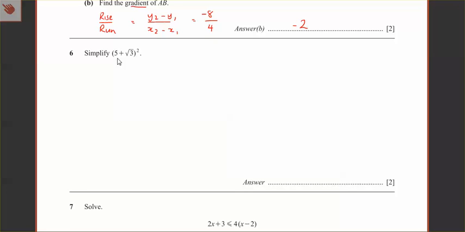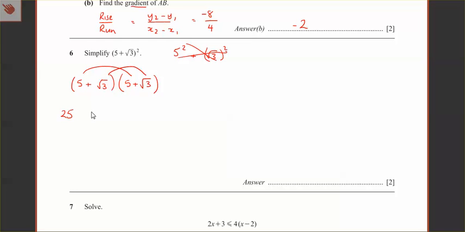So simplify this squared. Now, one thing I always have to say is this is not 5 squared plus root 3 squared. Please don't do that. It is not that. When you have brackets squared, rewrite it as 5 plus root 3, and it's squared, so that means it's times by itself. Right? And then you multiply it out, so we've got 5 times 5 is 25. Root 3 times root 3 is 3. Then we've got plus 5 root 3 and plus another 5 root 3. So we collect the like terms. We've got 28 and we've got 10 root 3's. So that's our answer. 28 plus 10 root 3.